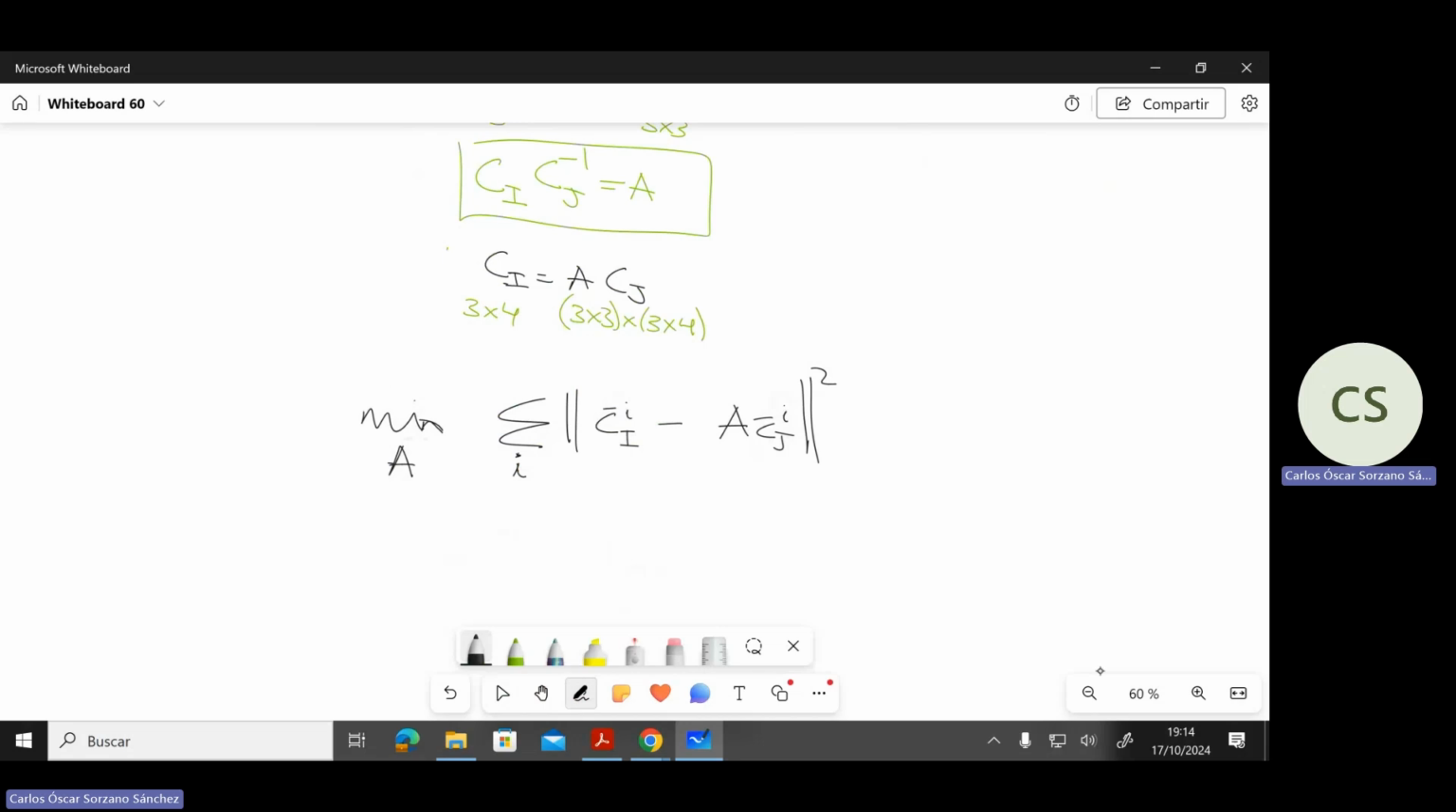And this is squares. We are computing the squares of the vector, and we are trying to find the minimum. This technique is for least squares. So you try to find the matrix that better satisfies all of them.